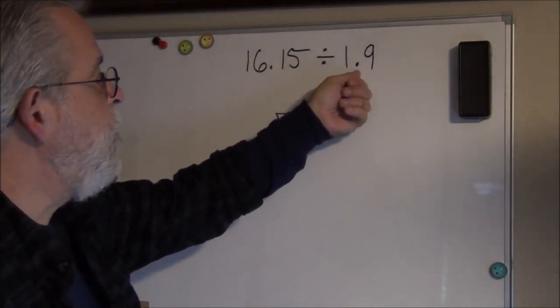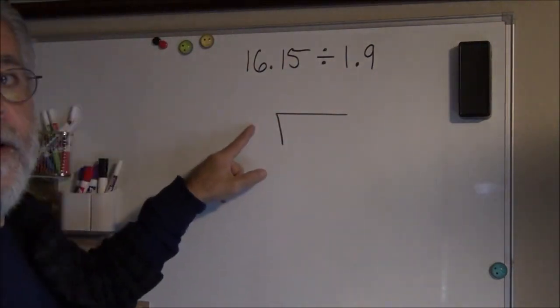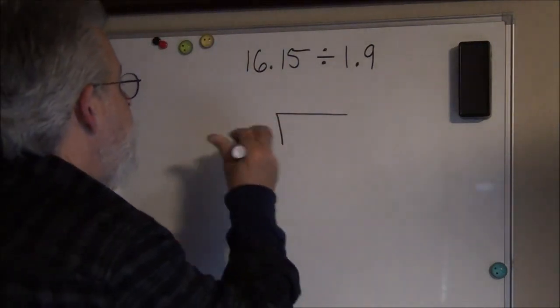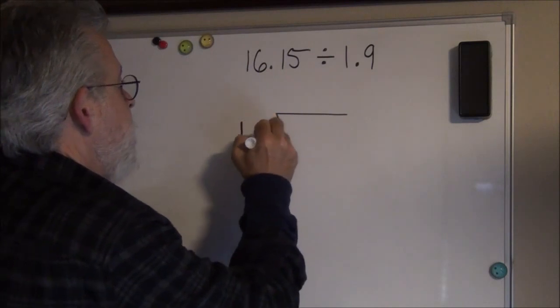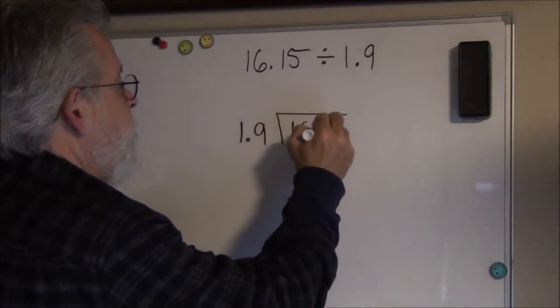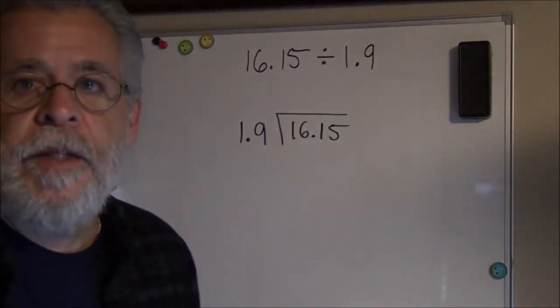That means that that is your divisor. The divisor would go right over here. Okay, the 1.9 goes here, and then the 16.15 would go there.